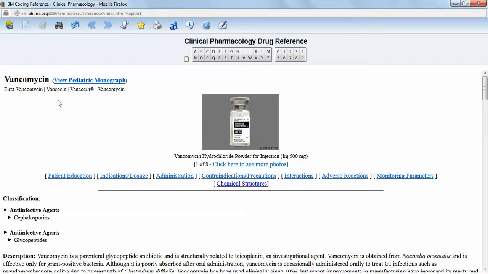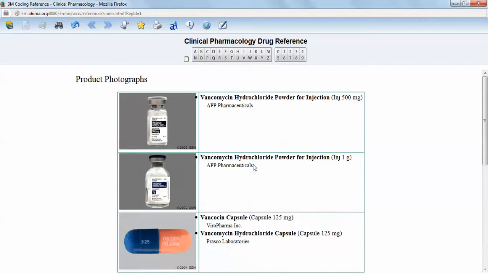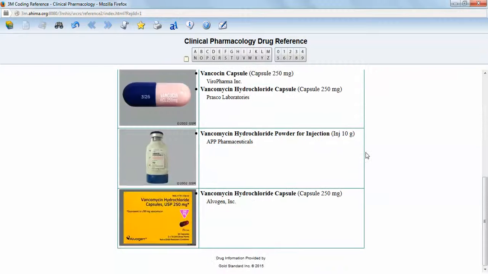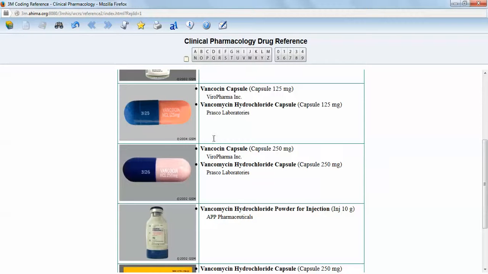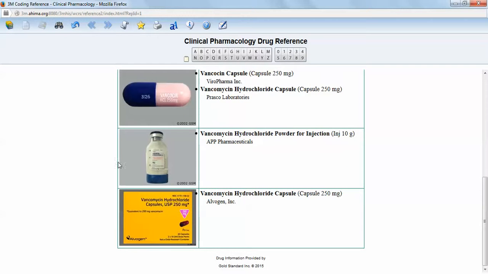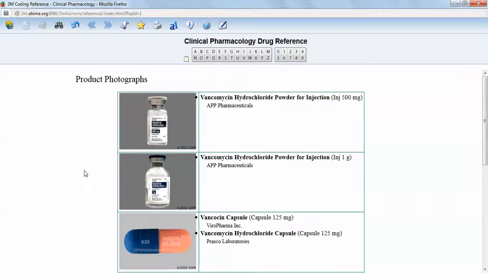All right. It gives us a picture of it, and as we can see, this is not a pill, it's not oral. It tells us right here it is an injectable. It's vancomycin hydrochloride powder for injection. If you really are curious, you could click here and look at more pictures, and here we do see that there is a capsule form. Here we see there's more injection, more capsules. So that's telling us that we could have it in a capsule, but perhaps the most common is the injectable.